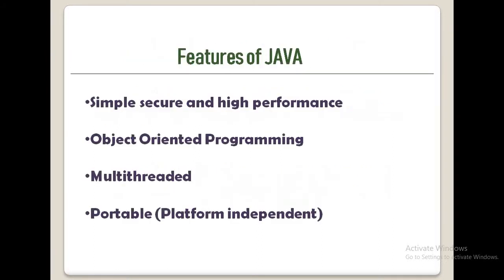Now we come to the features of Java. Firstly, Java is a very simple, secure, and high-performance language. Second, Java is an object-oriented programming language. Now we need to know about objects.